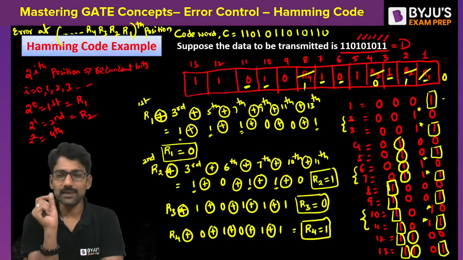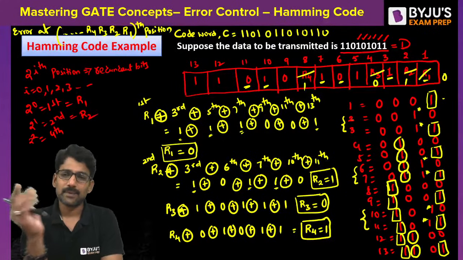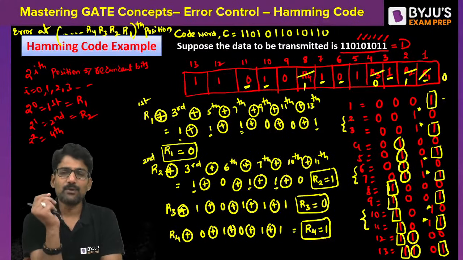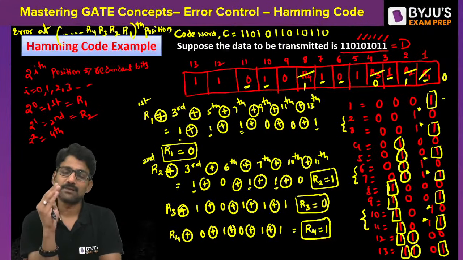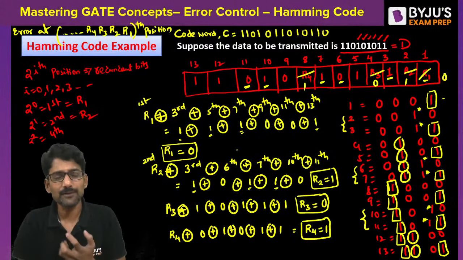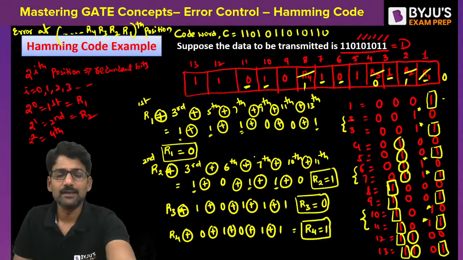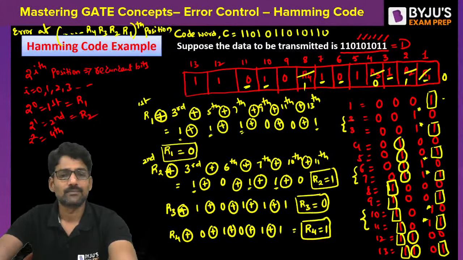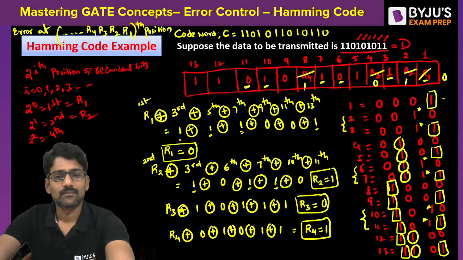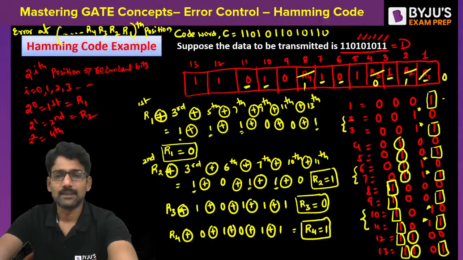So correction is simple. Finding the position is what is difficult, right? So here, as we have just 9 data bits, by arranging like this, we could find that the requirement of redundant bits is 4. But what if there is a big message, big data? How can I find how many redundant bits are required? Are you getting it?